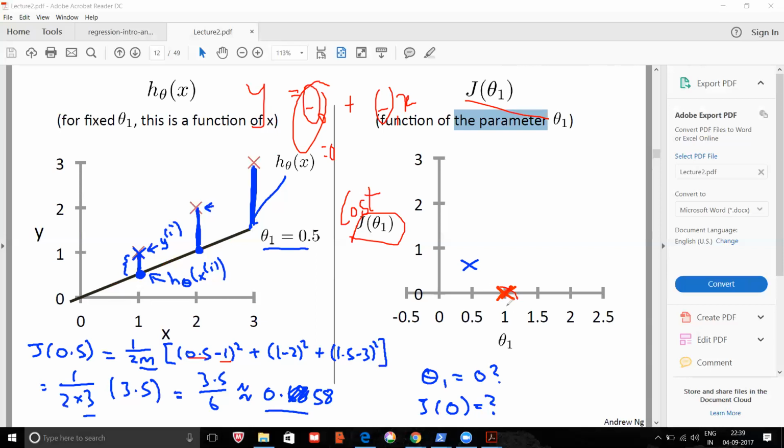So theta 1 equal to 1, the cost function is 0, as you can see here. Theta 1 equal to 0.5, the cost function is something like this. Theta 1 equal to 2, the cost function we will plot something like this here. So for various theta 1, you have various cost. Got it, right?